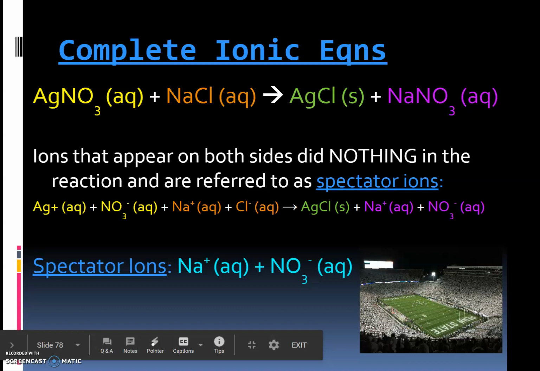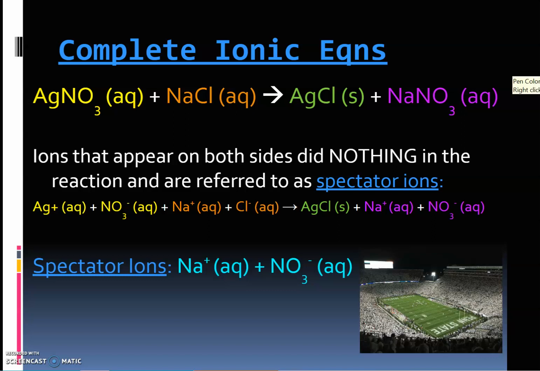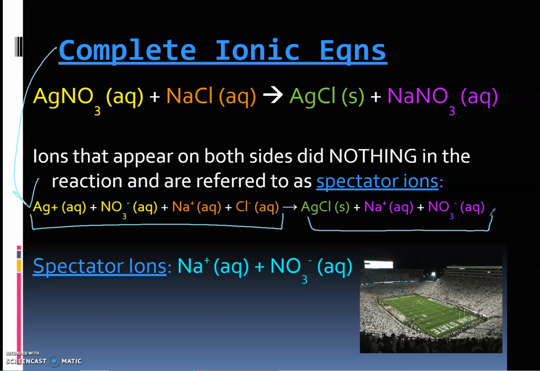All right. So when you break those up, this is what your complete ionic equation will look like. It will look like Ag plus and NO3 minus and Na plus and Cl minus make AgCl solid, or if you want, precipitate, Na plus and NO3 minus. What you'll notice is that on the left-hand side and the right-hand side, you have some repeating ions. They are ions that basically watched the formation of Ag plus and Cl minus together.